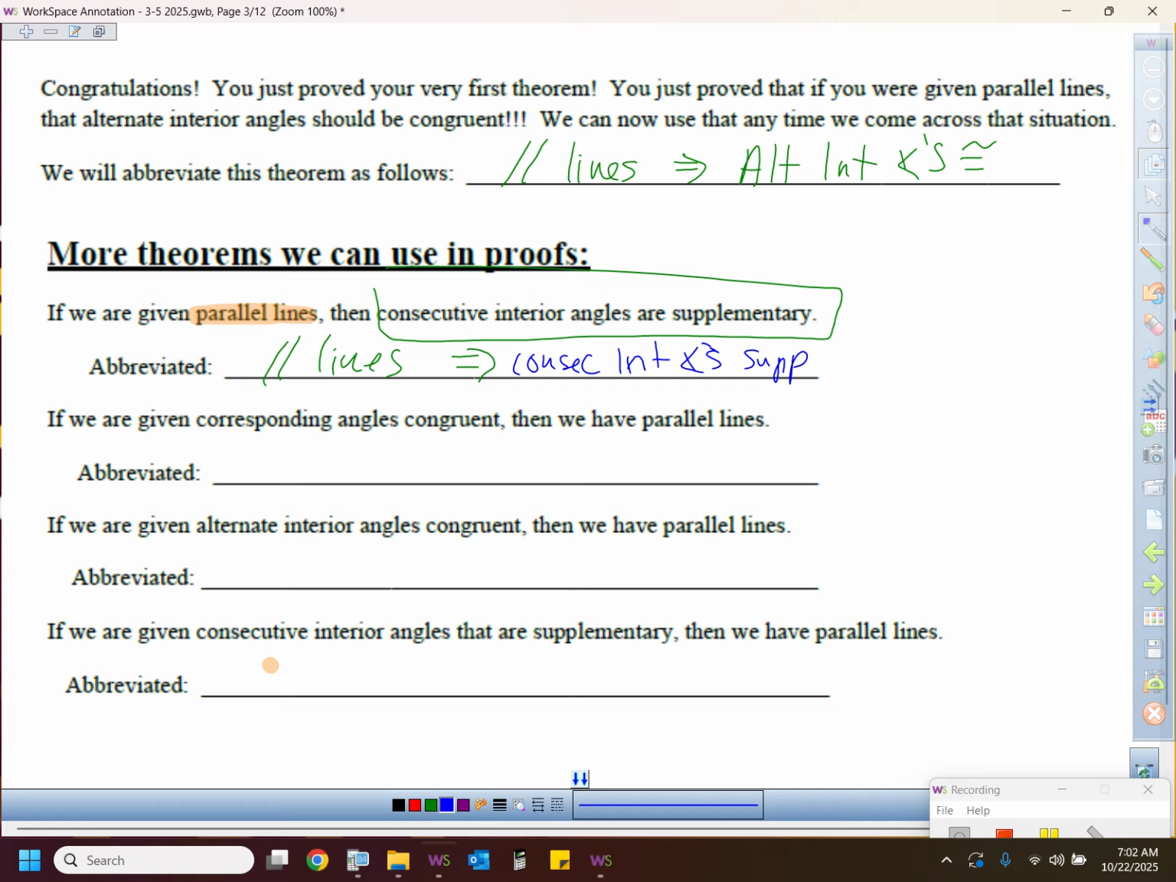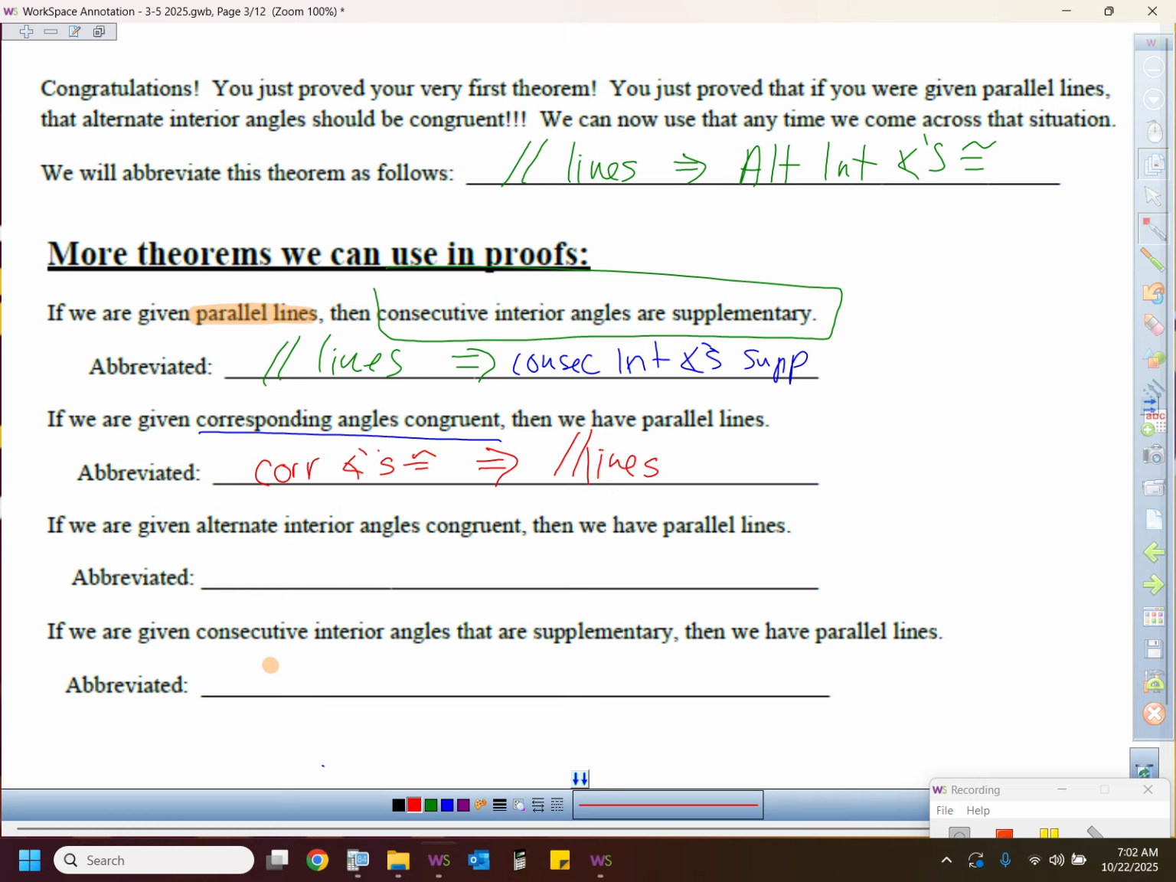Now we just have to do the reverse of all of these. So if we are given corresponding angles congruent, that will imply that we have parallel lines.